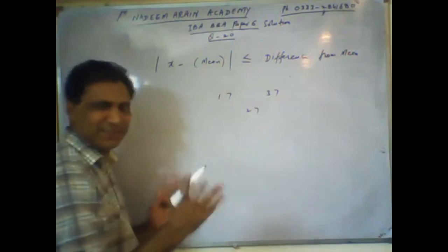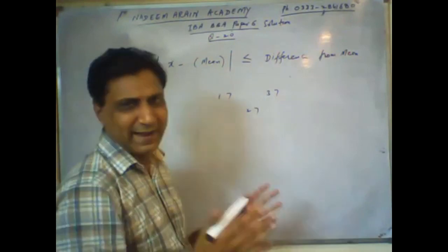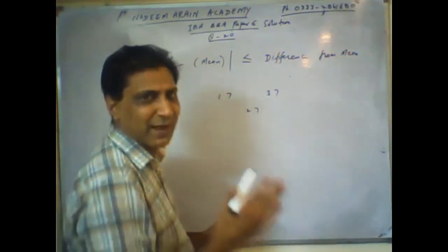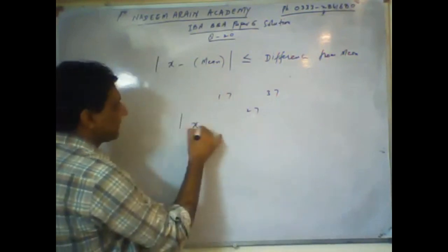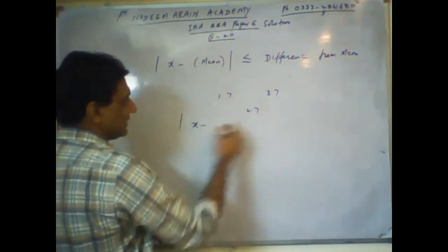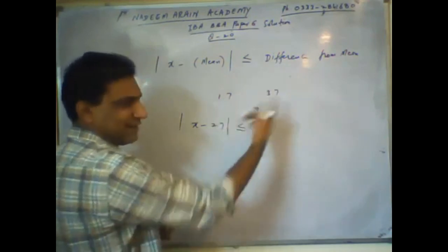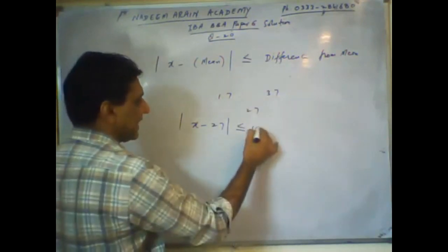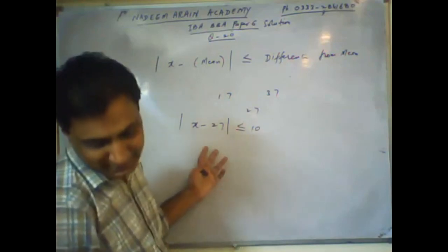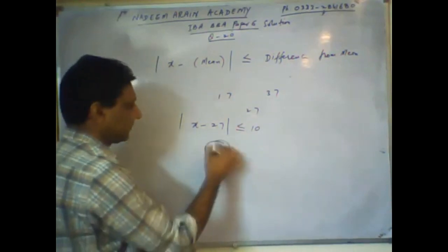Okay, so this is the simple rule of making an inequality including absolute value. So you will write absolute value of x minus mean 27 less than or equal to the difference, that is any positive difference, that is 10. So this is your inequality. It's in option C. Thank you.